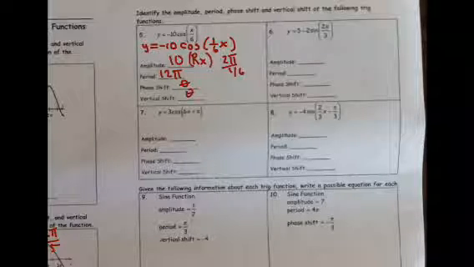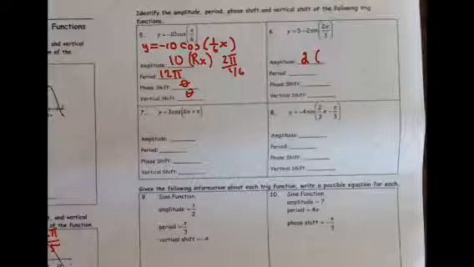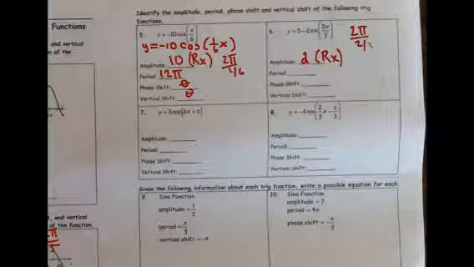For number 6, it has an amplitude of 2. That's the a value. Again, because it's a negative 2, there is a reflection over the x-axis. The period is 2 pi over 2/3, because that's the b value, 2/3. So when you simplify that, you get 3 pi.